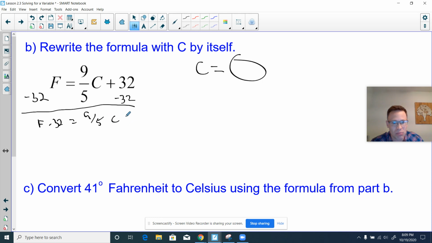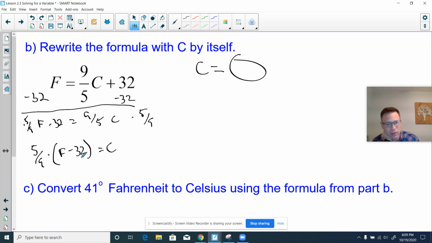And now I have to multiply by the reciprocal on both sides. So I'm going to multiply by 5/9 times 5/9. And then the easiest way to represent this is just say, all right, I got 5/9 times F minus 32 is now equal to C. So now I can just take my Fahrenheit temperature, substitute it right here for F, and then subtract 32, multiply by 5/9, and get the answer.